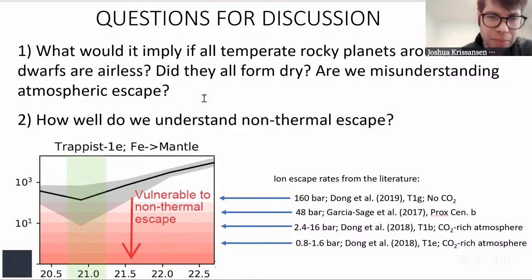Something else that keeps me up at night is, how well do we understand non-thermal escape? I showed you this red shaded region as a danger zone, but this isn't based on much. There are a bunch of different estimates out there in the literature for how much escape you might expect to occur over the lifetime of these systems, ranging over a couple of orders of magnitude, depending on what you assume about atmospheric composition. And so potentially non-thermal escape is significant, or not, and it would be nice to have a better handle on this.